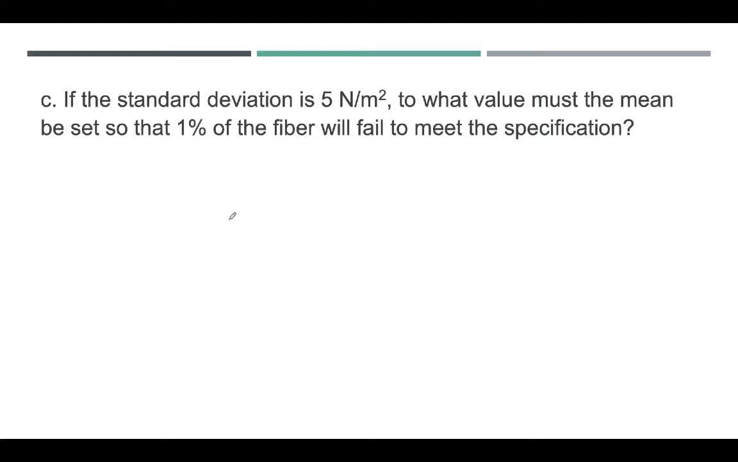Okay, now they're giving us the standard deviation. Before we were being asked for it, now we're being given that the standard deviation is 5. And we're being asked to find the value that the mean must be so that we get 1% of the fiber failing. From before, we know what the z-score for 1% is. The probability that x doesn't meet the spec is still going to be 0.01, so we can reuse what we found before, and z would have to be -2.32 approximately.